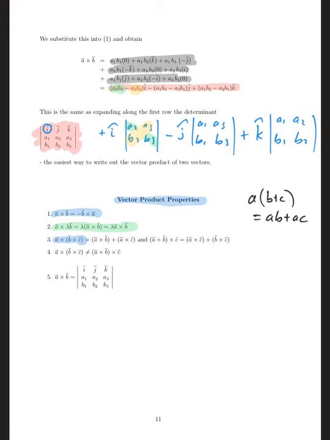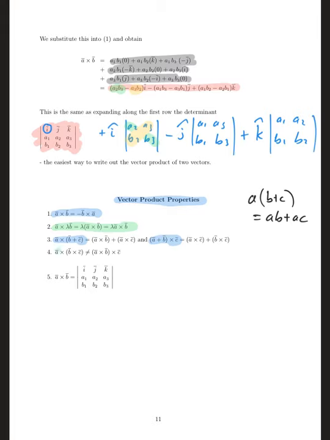Also, if we have (a plus b) cross c, it works the same way on the other side. So whether the cross product is on the left or the right of the addition, that still works.